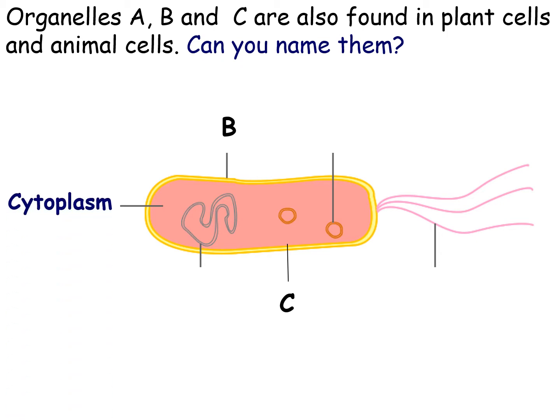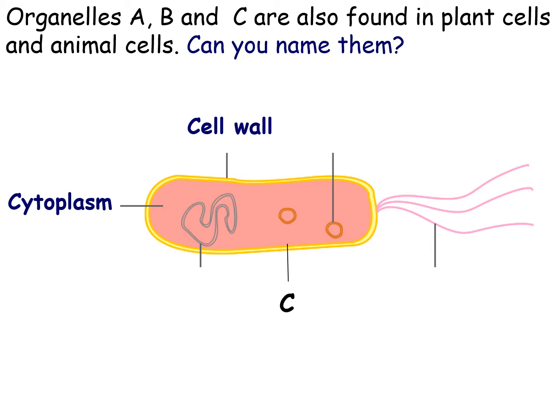Okay, so hopefully you've recognised A as being cytoplasm. Cytoplasm is the jelly substance that's found in plant, animal and bacterial cells, and it's where those chemical reactions take place. Okay, B is pointing to the outside of the bacterial cell, and that is the cell wall, and that provides support for the cell.